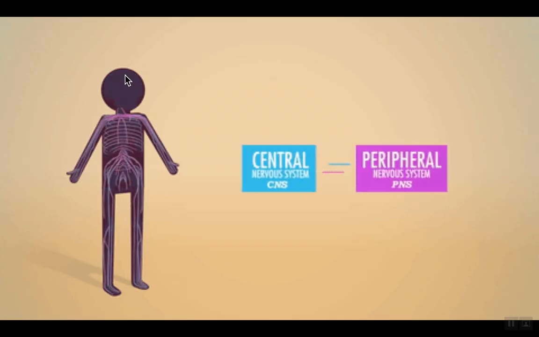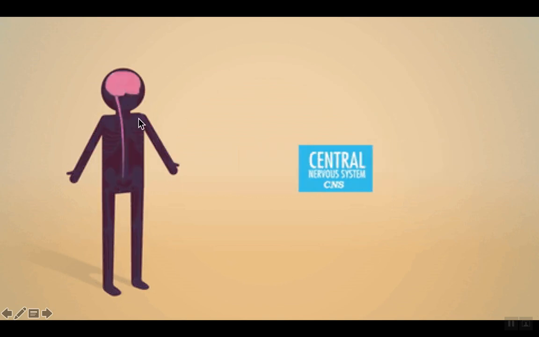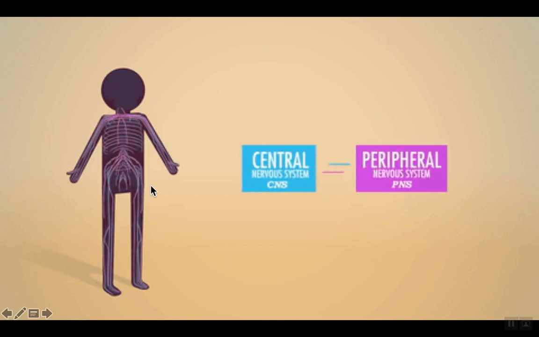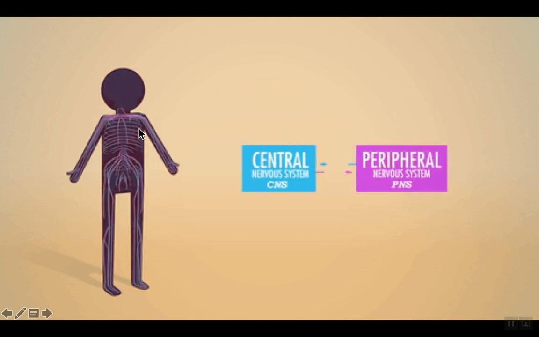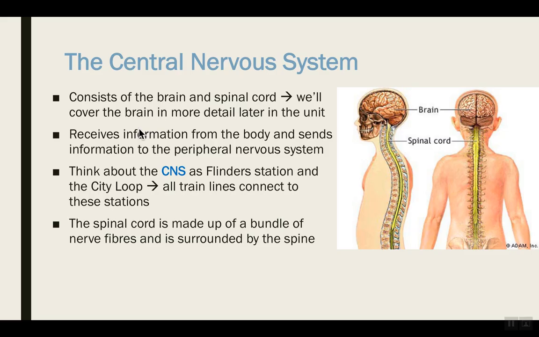Central nervous system we're seeing in blue, peripheral we're seeing in the purple. Of course they connect to each other, they link to each other. One does not exist without the other. Your central nervous system, first of all, you can't live without this. It's your brain and the spinal cord. Later on in the unit we'll look in more detail, particularly at the structure of the brain. But they are linked to each other at the base of your neck there.